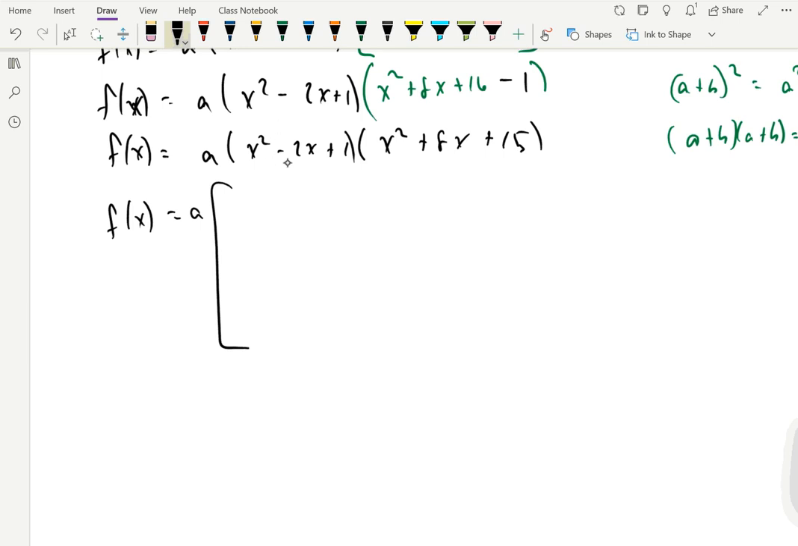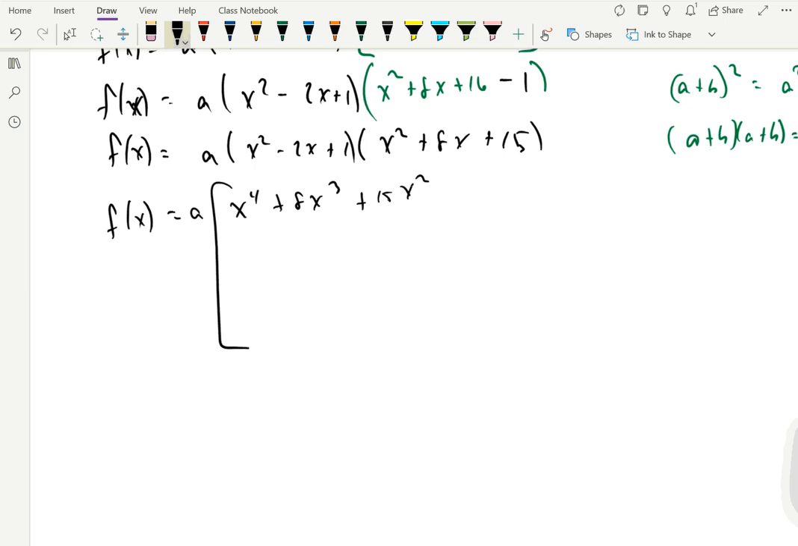Now when I multiply trinomials times trinomials, I could do it vertically. I'm going to do it horizontally in this case. But the idea is the same as when we have binomials: I want to take each term in the parentheses and multiply it by each term in the next set. That's the distributive property. So x squared times x squared is x to the 4th. X squared times 8x is 8x cubed. X squared times 15 is 15x squared.